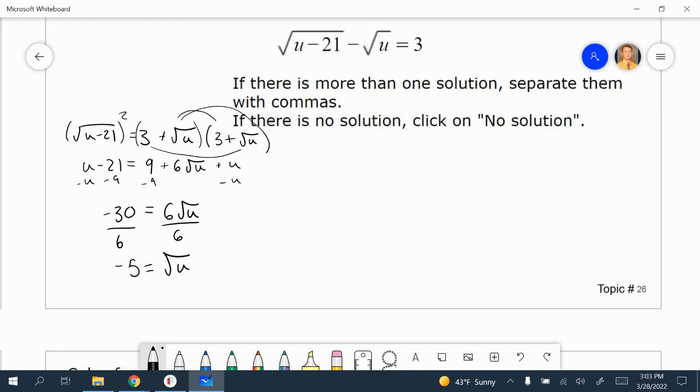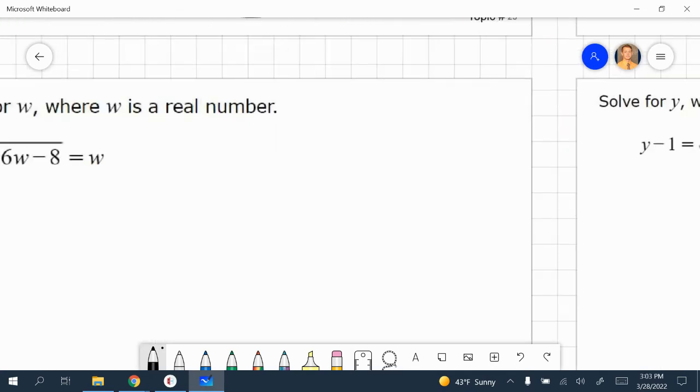Now I can square both sides. Make sure we're going to square that negative as well. Just like that. And so therefore, we should be left with 25 equals u. And we're done with that problem. And you can plug that in to make sure that that really works. But I think I can do it right now in my head. It looks like it does. So let's move on to topic 27.